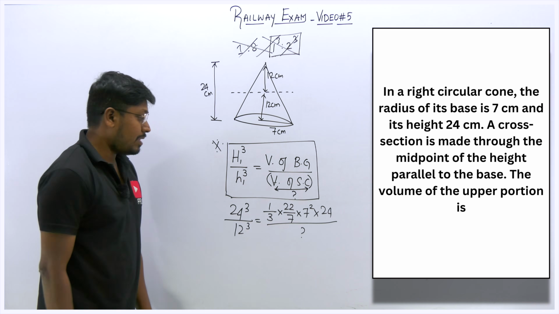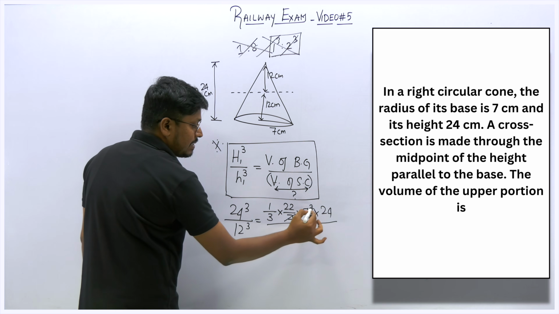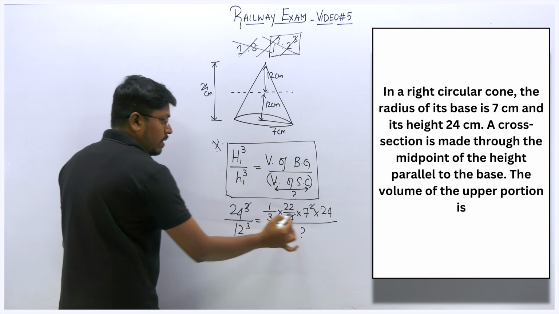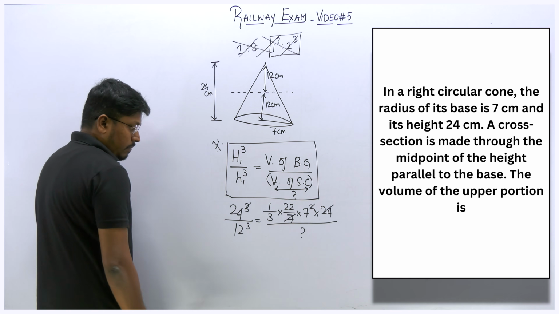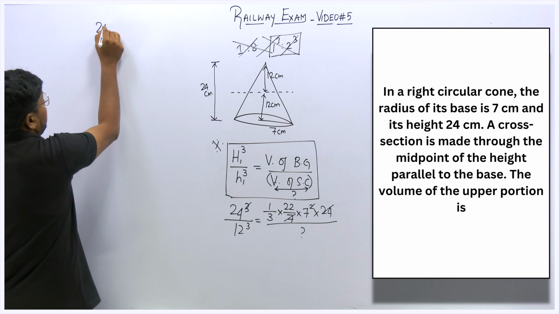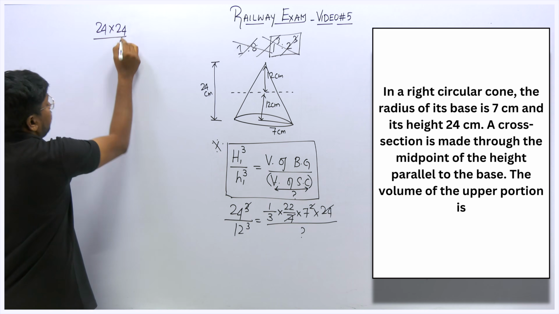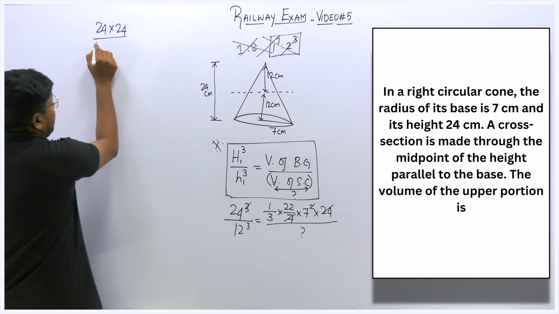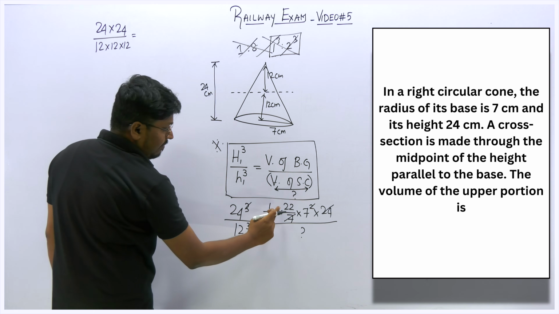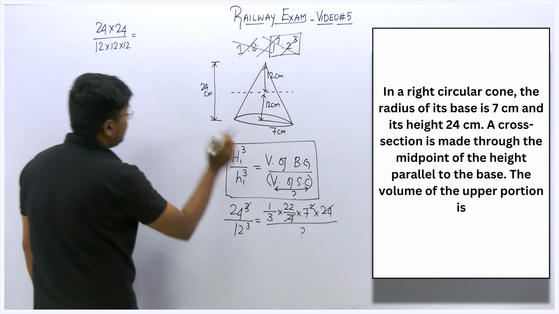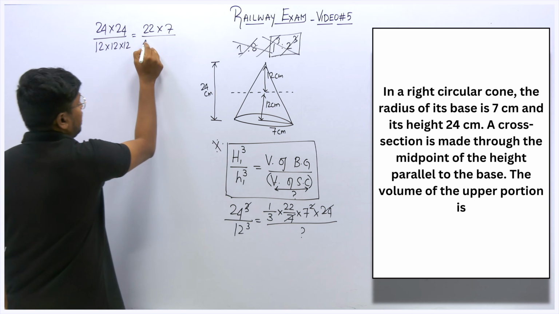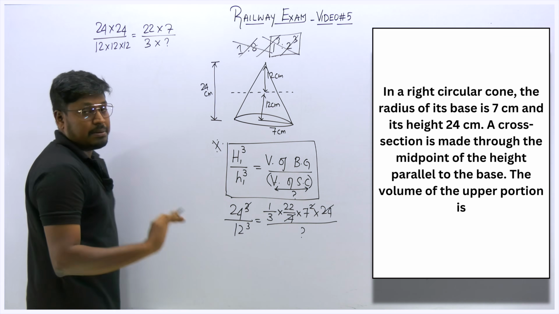So now cancel all the values. We can cancel 7 with the 7 here. Similarly we can cancel 24 with 24 here. So now we have two 24s, right? So what I can do is 24 into 24, that is 24 square in the numerator, divided by 12 cube, is equal to the remaining values, 22 and 7. So 22 into 7 divided by 3 into question mark. These are the values that are remaining, right?